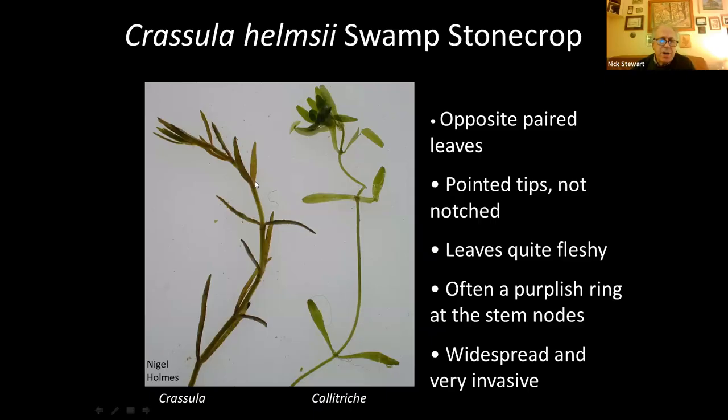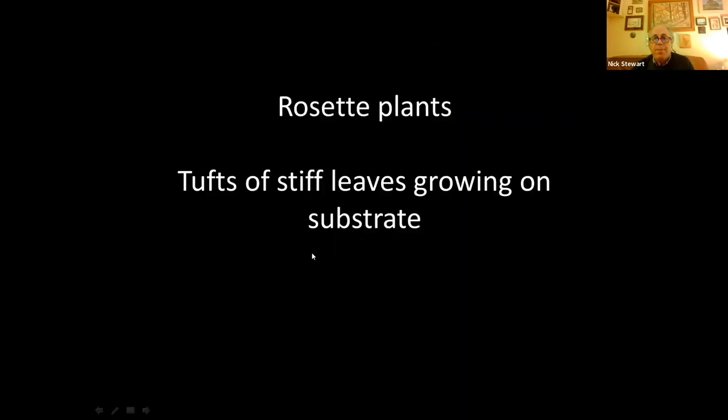More obvious, I would say, in the terrestrial plants than in these aquatic ones. It is very widespread, it is very invasive, and quite a serious problem. The next group are rosette plants.